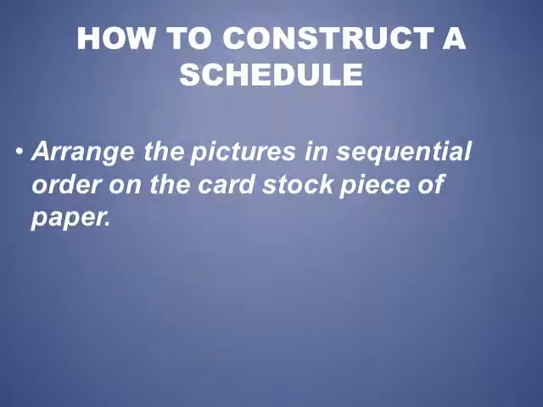How to construct a visual schedule. You want to arrange the pictures in sequential order on the cardstock piece of paper. The pictures that you've used to represent the activities or events that are going to occur, place them in their sequential order from left to right, preferably, on the piece of cardstock paper.